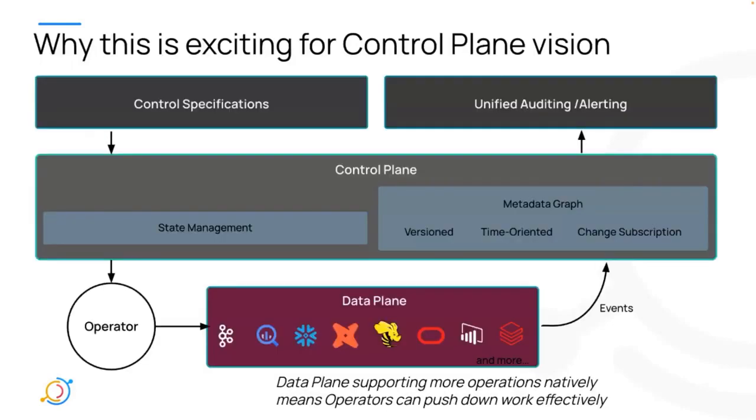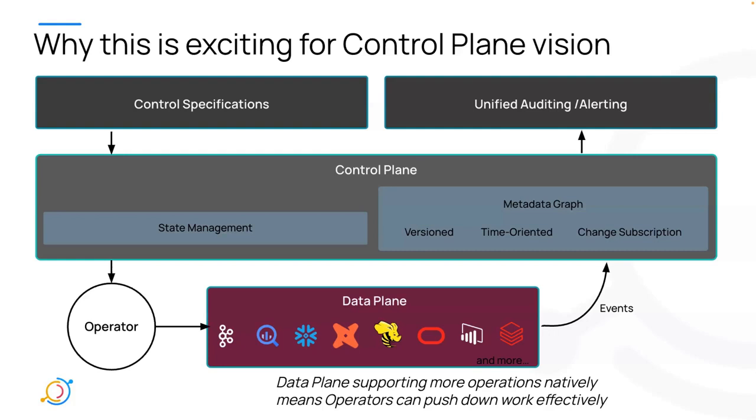So why is this exciting for us? I think it's exciting because our vision is to become a control plane for data. And what a control plane needs is the ability to translate higher level logical specifications into the data plane. And the better the data plane becomes, so Snowflake, for example, is one of many systems that comprise the data plane, and the more operations that Snowflake can support that are native to Snowflake, the easier the job is for the control plane, because then the operators can be simpler. They can push down most of this work effectively.